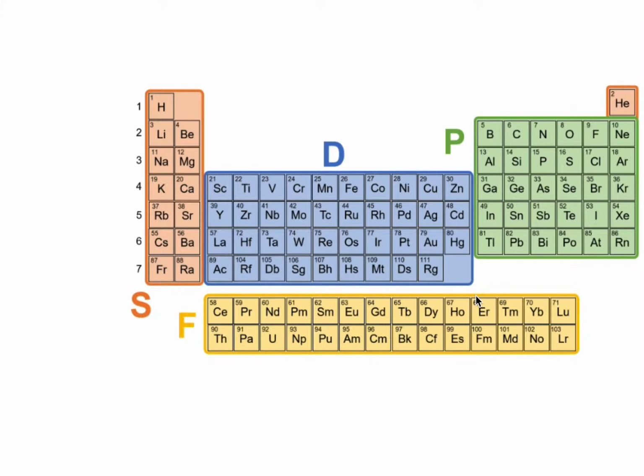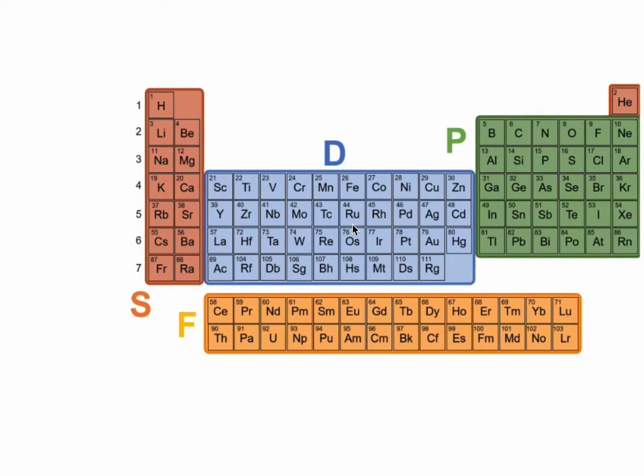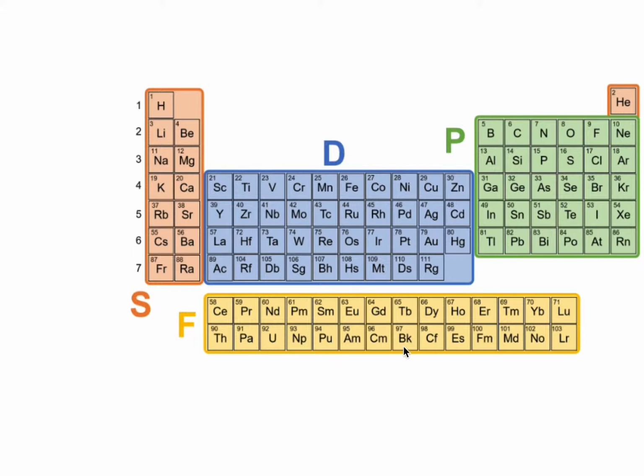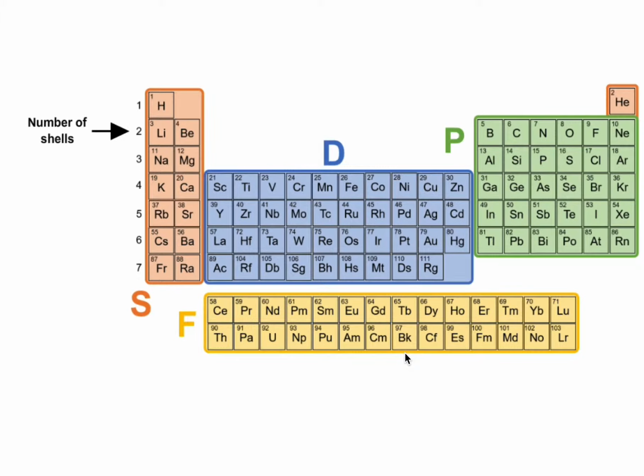Have you ever wondered why the periodic table is shaped the way it is? It's to do with electron configuration. The periodic table can be split up into blocks, the S, P, D, and F blocks. Sound familiar? An element's position in the table tells us a lot about its electron configuration. The row it's on tells us how many shells it has, and the block it's found in tells us the subshell its last electron is found in.